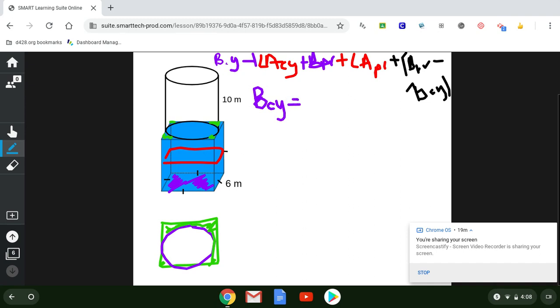Okay, so it's a circle, and I need to find the radius. Okay, so this length here, let me erase some of this so we can talk about how to find the radius.